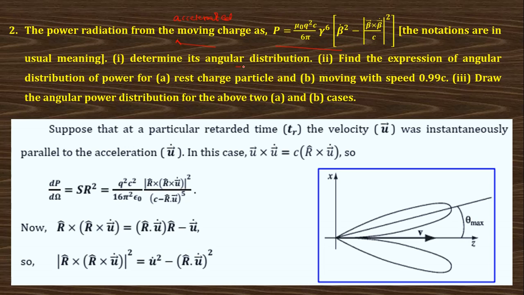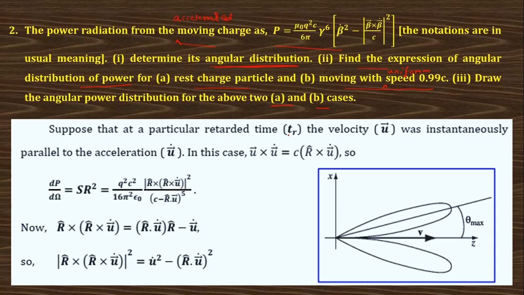They ask us to determine the angular distribution of this power. Find the expression for the angular power distribution for a charged particle at rest and moving with uniform speed. So the question says to find the expression of the power distribution. We need to find the angular distribution of power for these two cases and draw the angular power distribution for the above two cases, A and B, right?